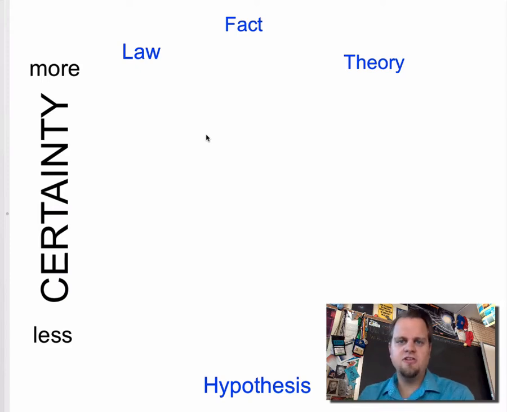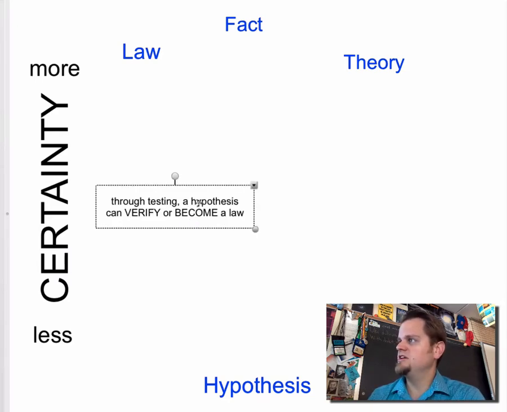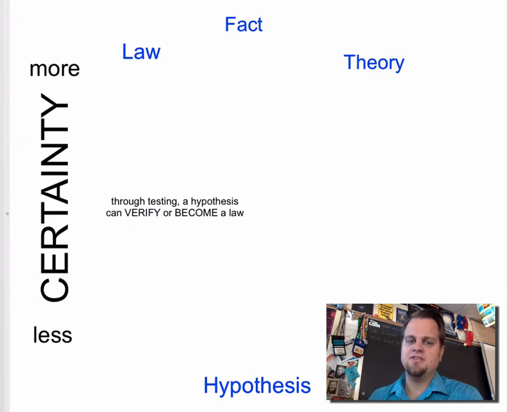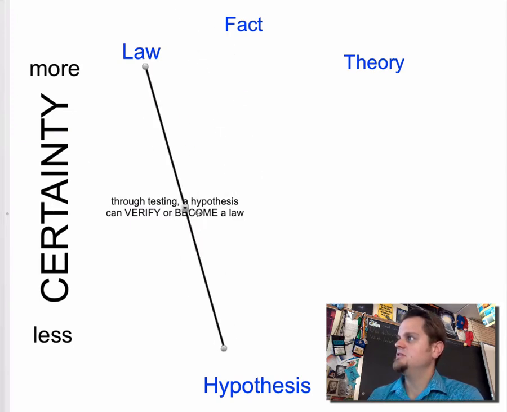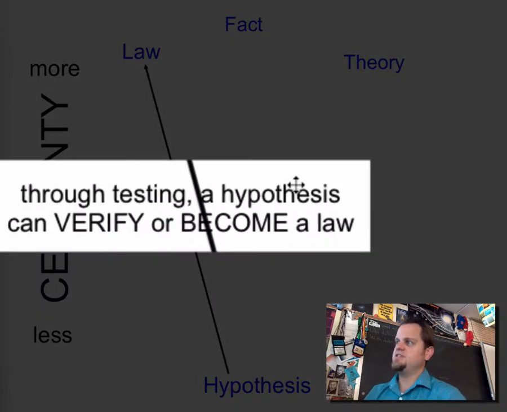How do they relate to each other? A hypothesis is typically one of the places where science starts. And so what you start doing is you start doing some testing. And so you can actually do some testing, and then that testing can verify or become a law. We can put an arrow between hypothesis and law. And with a little bit of extra help in the middle, those words are explaining that through testing, a hypothesis can verify or become a law.